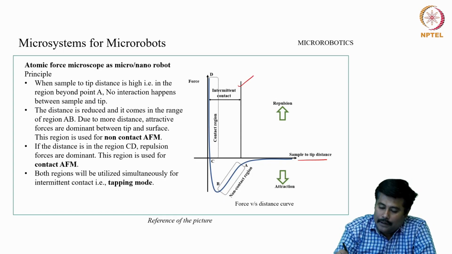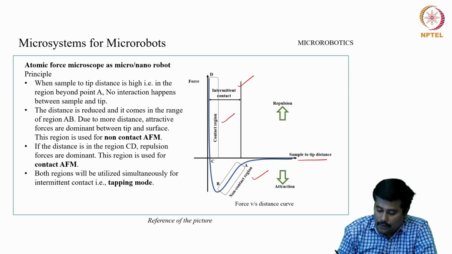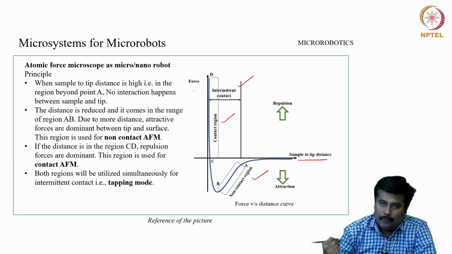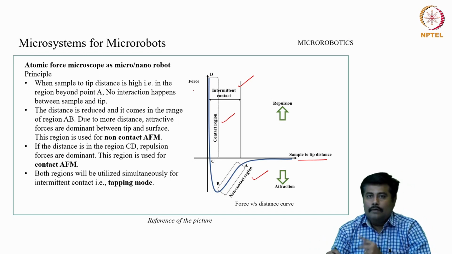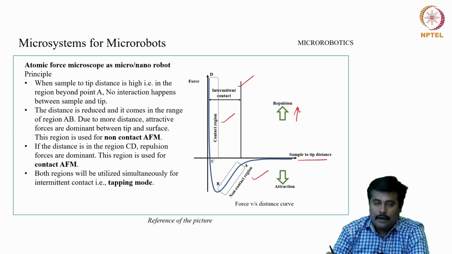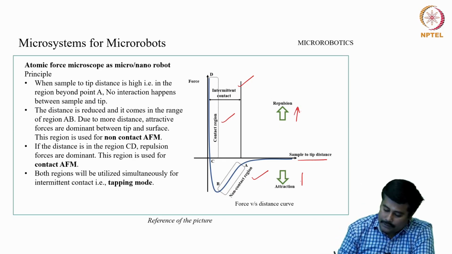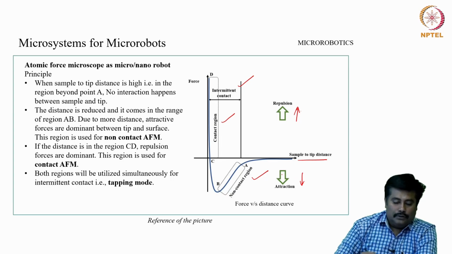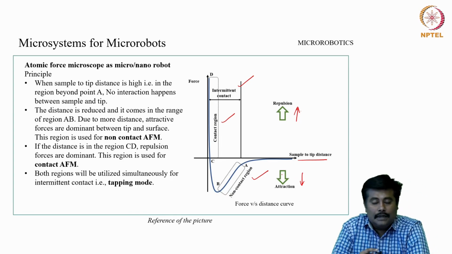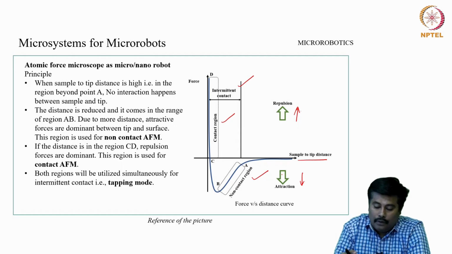One is called intermittent contact, another is called the contact region, and another is called the non-contact region. The plot is between force versus sample to tip distance. We have two different domains: one is a repulsion domain and the other is an attraction domain. When the sample to tip distance is high, that is in the region beyond point A, no interaction happens between the sample and the tip.